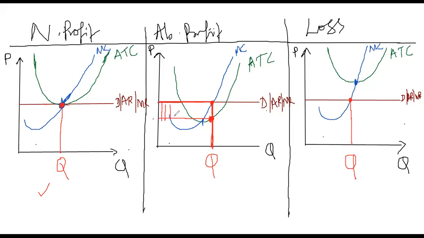So this portion, this area, is the abnormal profit. This is the abnormal profit. Okay, this portion is the abnormal profit. All right.